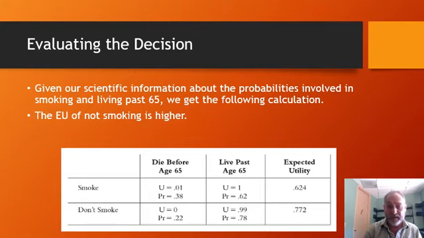So we can calculate the expected utilities in the usual way. If you like, use this as an exercise to do yourself. But we get a higher expected utility, in this case, for not smoking, right? 0.772 compared to 0.62. So in this case, given these values and these probabilities, you should not smoke, right?